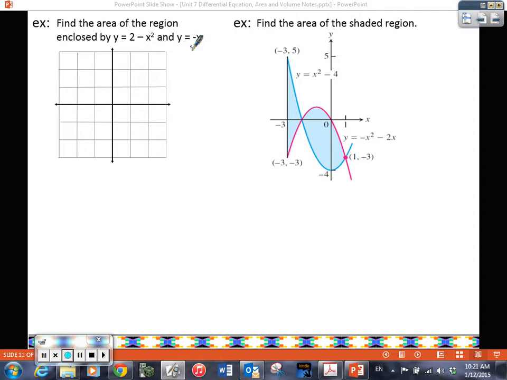So here we have y equals negative x. I'm going to graph the line first just because that's easier to graph. So there's my y equals negative x. Then I have y equals 2 minus x squared. So that's an upside down parabola translated up 2, right? So translated up 2, upside down parabola.